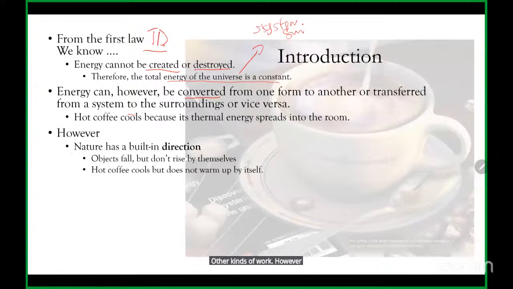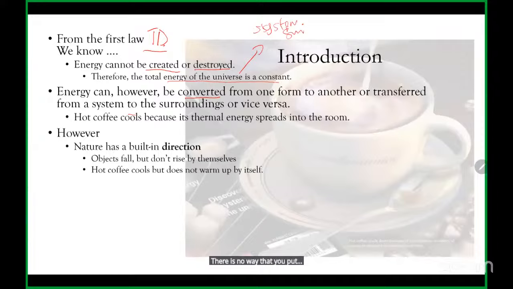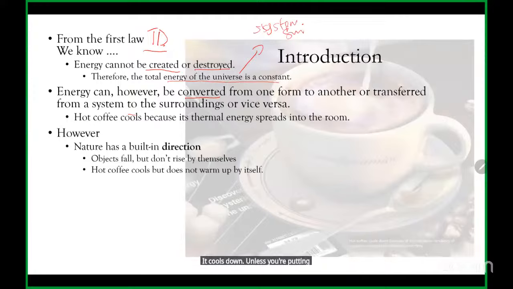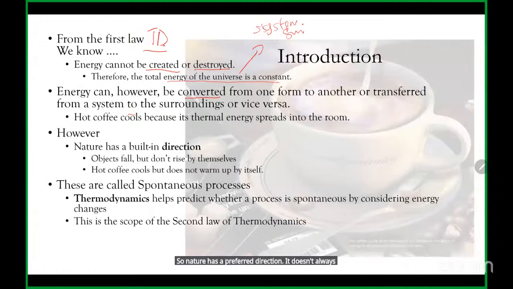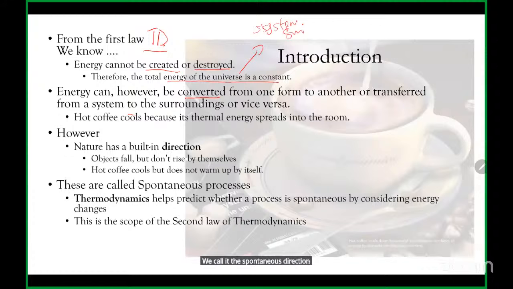However, what has been noticed is that nature has a preferred direction. There is no way that you put hot water and it will not cool down. It will not go to a higher temperature. It cools down unless you're putting it on fire. Objects fall. We are familiar with gravity. So nature has a preferred direction. It doesn't always go the direction that we want it. That direction, we call the spontaneous direction, and the process that occurs in the spontaneous direction is called the spontaneous process.